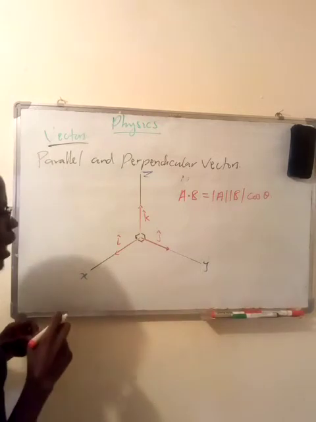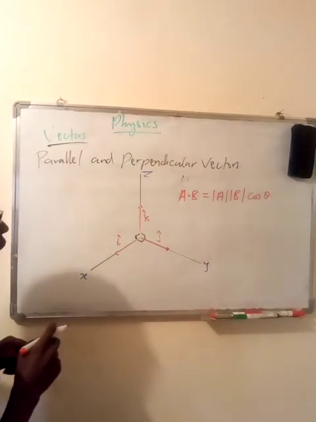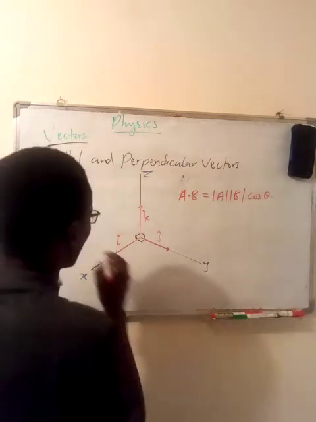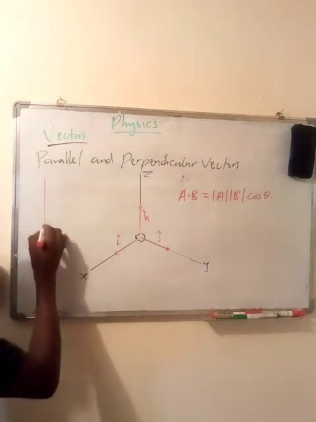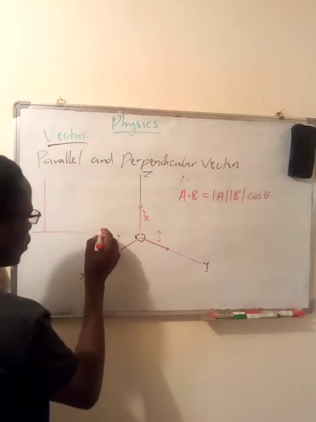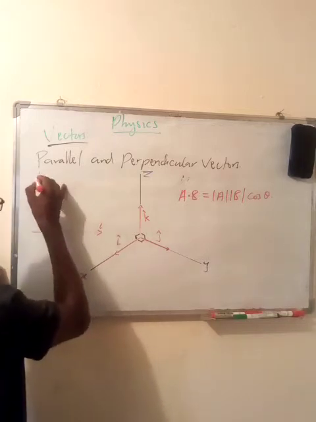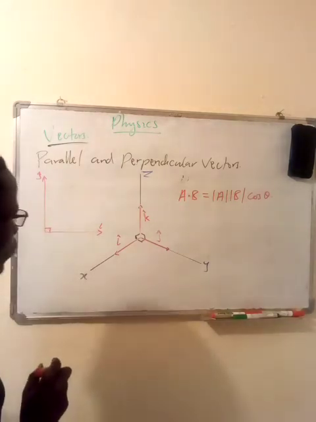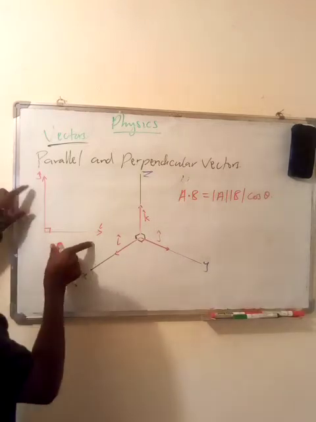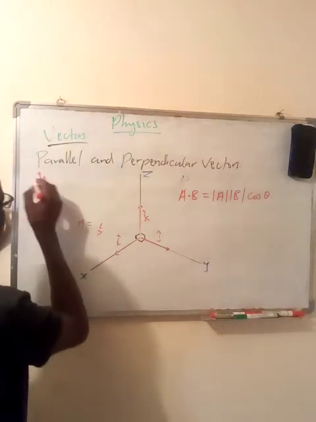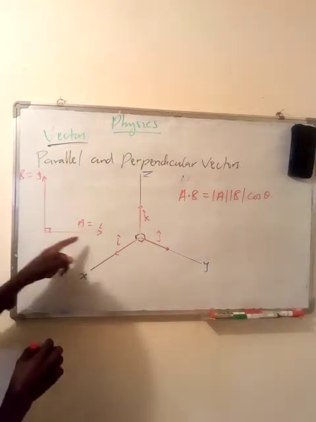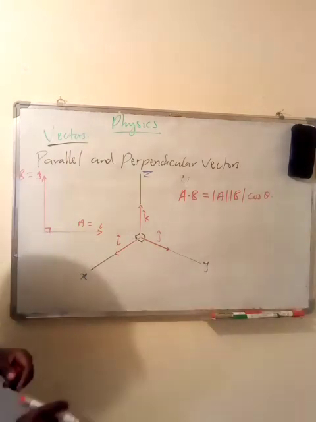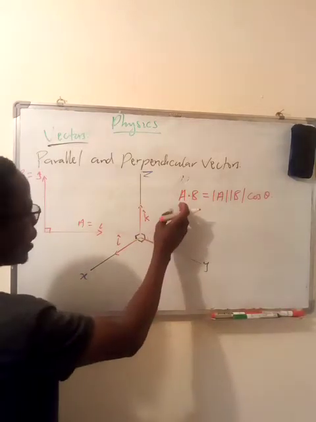So if we are to consider these two vectors, let's call this one vector A and this one vector B. So A is equal to I, and B is equal to J. Then let's put that into the formula that we have. So our A is I, our B is J. So this is going to be equal to the magnitude of A. Remember, these are unit vectors, meaning their magnitude is 1. So this is going to be 1 multiplied by 1, then cos of the angle between them, which is 90 degrees.